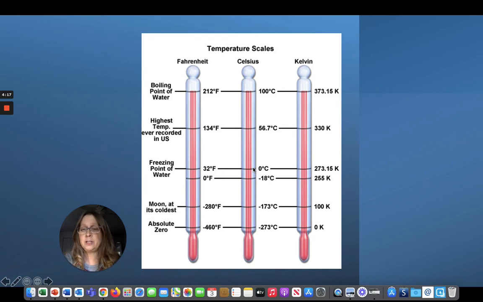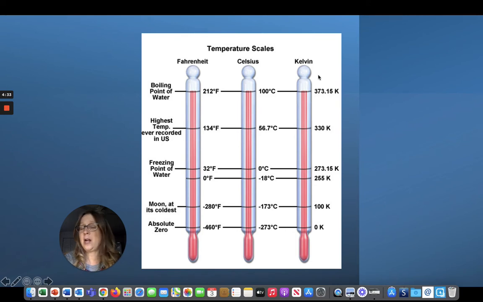0 is the freezing point of water. 100 is the boiling point. And then they divided that temperature range into 100 equal sections. And you can see that the lowest temperature on the Celsius scale is minus 273 degrees.